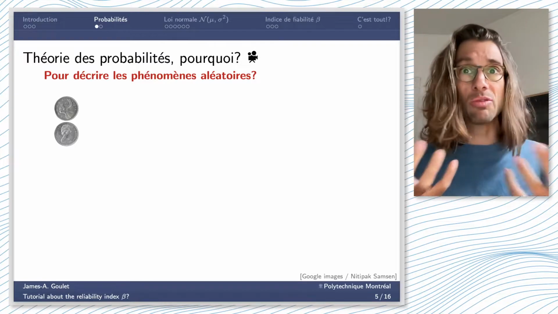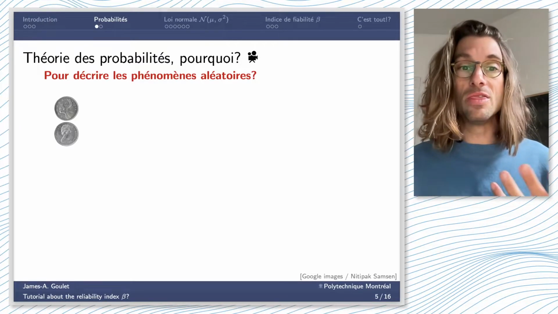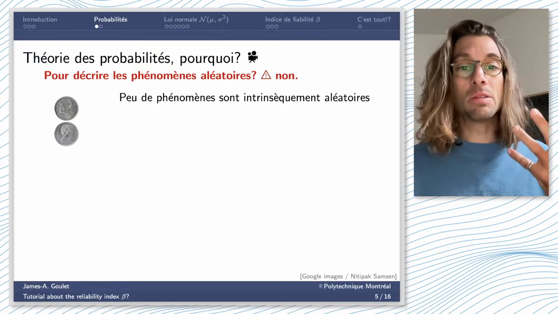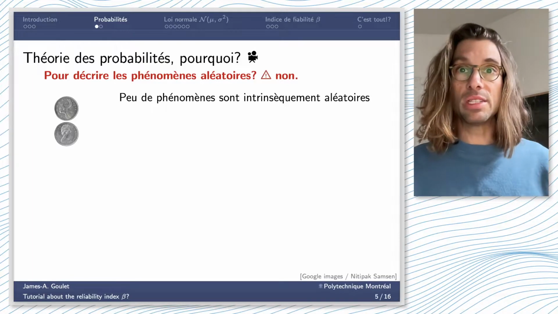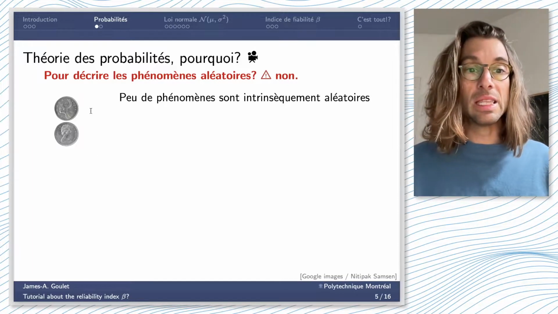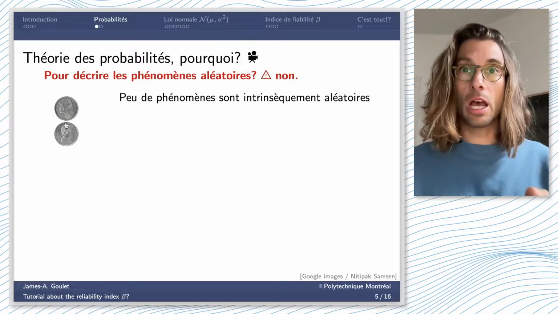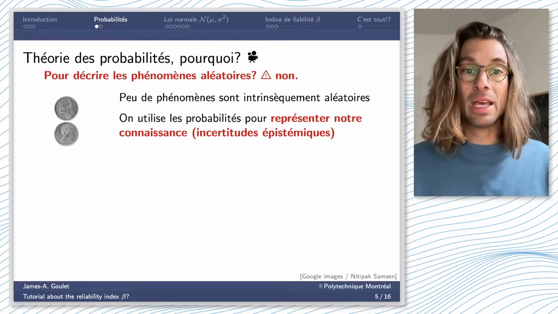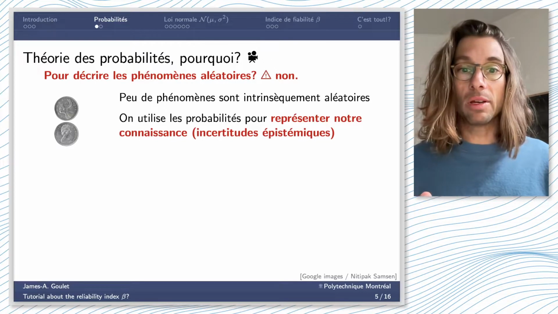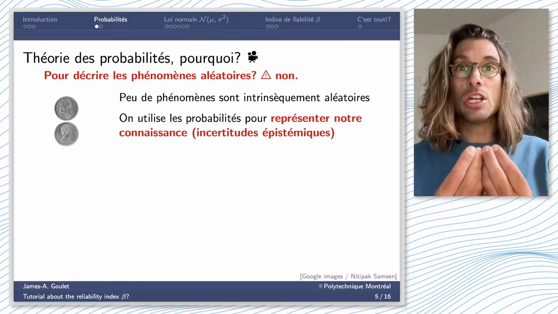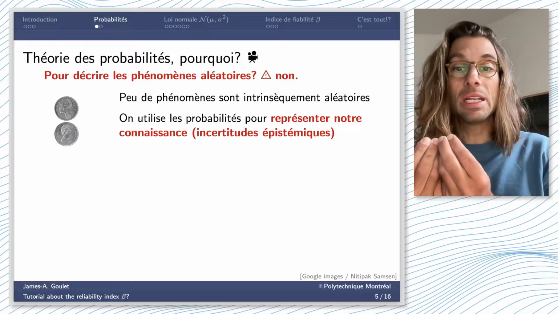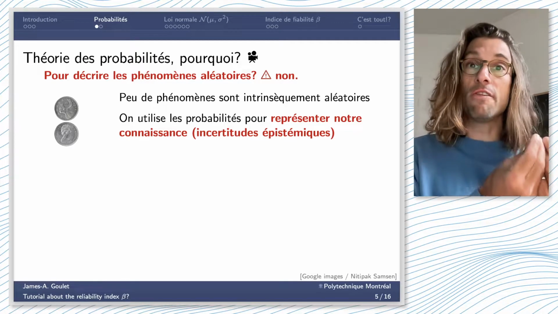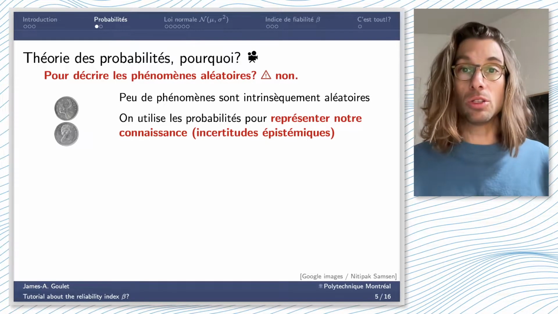Is it for describing random phenomena? Not necessarily, okay? Because most phenomena are intrinsically random. Take, for instance, this coin, okay? If we want to flip it to obtain head or tail, is it random? It's not really random, okay? We use it to represent not something that's intrinsically random, but something that represents our lack of knowledge. This is what we call epistemic uncertainty.